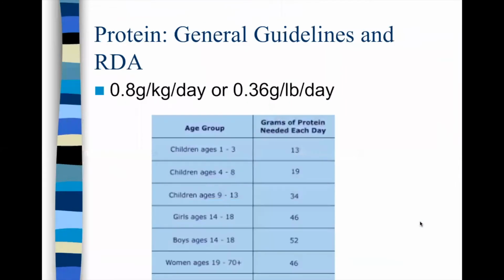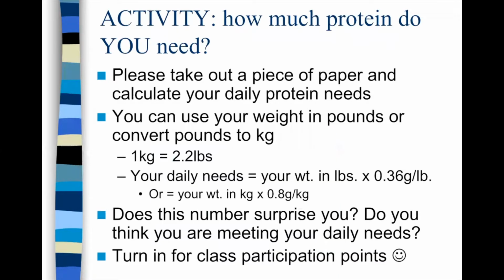RDA. So generally speaking, like I said, you need 0.8 grams per kilogram. And so if you think of an average body weight for men, women, and children, this is about how many grams of protein they would need each day. How much protein do you need?